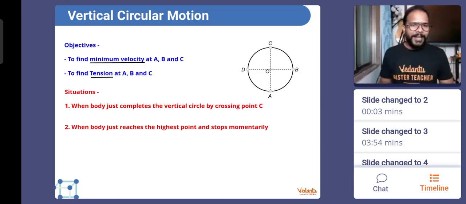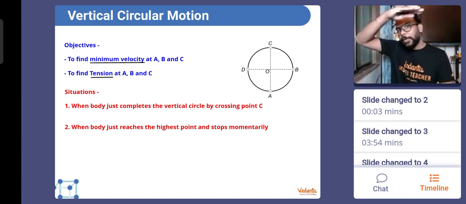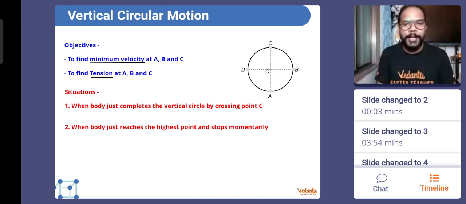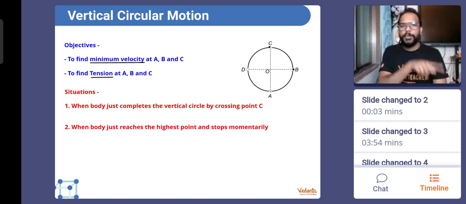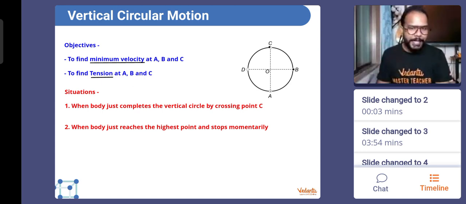Small objective, very important. We have to find out, as you remember, whatever velocity you give to the body at the bottommost point, there is a minimum value of velocity and kinetic energy required by the body to reach the topmost point. So we want the body to reach point C. But what is the objective? I want the body's velocity at point A, at point B, and at point C. And also I want the value of tension acting on the string at points A, B, and C. You will realize that point B and point D are identical in terms of velocity and in terms of tension because of their location. They are identical, B and D.